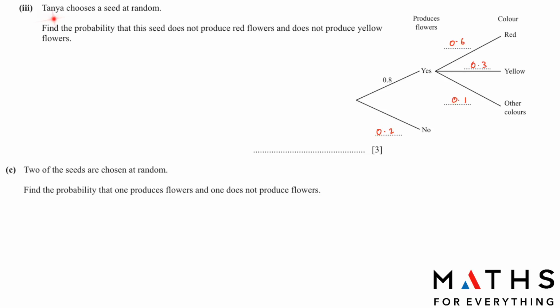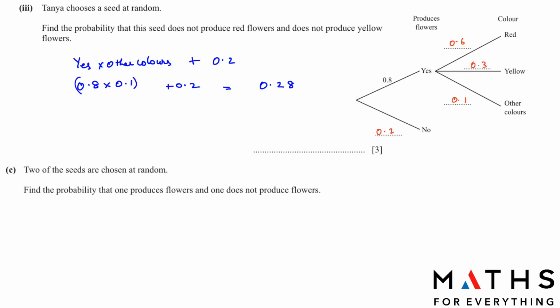Part 3. Tanya chooses a seed at random. Find the probability that this seed does not produce red flowers and does not produce yellow flowers. So if it produces flowers, then it will be 0.8 times 0.1. So it will be yes times other colors, or it could be that it did not produce any flowers, because they did not say that it has to produce. This is 0.8 multiplied by 0.1 plus 0.2. This will give us 0.28.